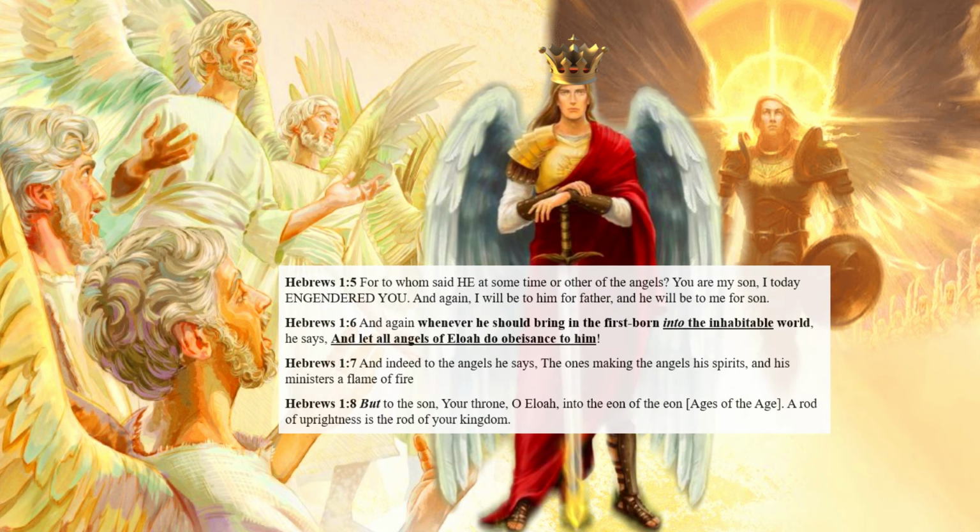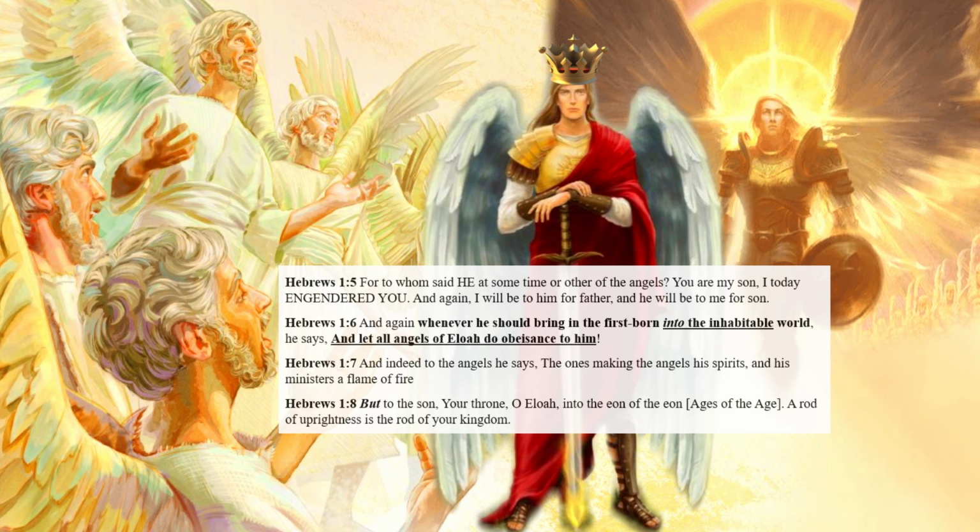Hebrews 1:5. "For whom said he at some time or other of the angels, you are my son, I today engender you? And again, I will be to him for father, and he will be to me for son." Verse 6. "And again, whenever he should bring in the firstborn into the inhabitable world." So whenever he should bring him into the world, he says that all the angels of Eloah do obeisance to him. "And indeed the angels, he says, the one making the angels and his spirits, and ministers of fire of flame."